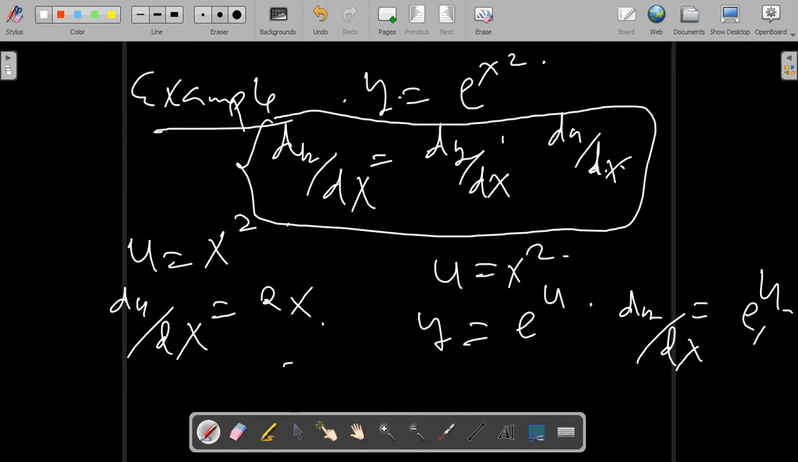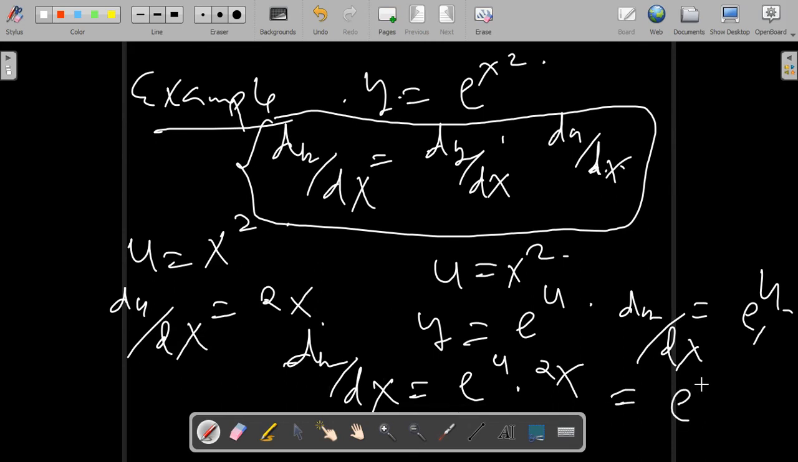So the answer will be dy over dx is equal to dy over du times du over dx, that is equal to e raised to the power of u, then times the derivative du over dx, which is equal to 2x. So this would be the answer. Since our u is equal to x squared, it will be e raised to the power of x squared times 2x. This will mark our answer.